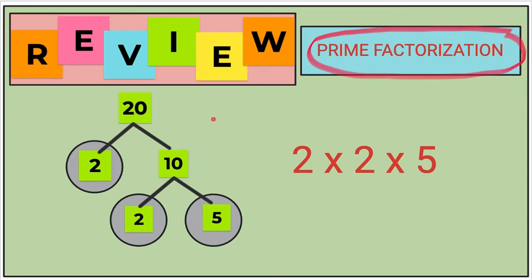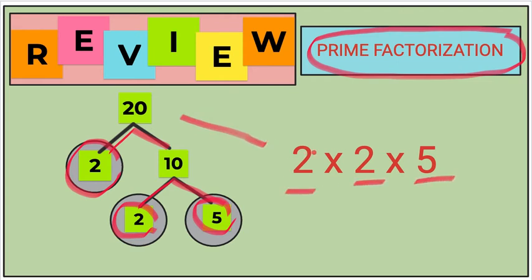Okay, so we have 20 here. All you need to do is to break this down. So give me two factors of 20. That will be 2 times 10. 2 is a prime, yes, and 10 is not, so you have to break this down. Two factors of 10 would be 2 and 5. 2 is a prime, 5 is also a prime. So therefore, the prime factors of 20 are 2, 2, and 5. 2 times 2 times 5, that is 20.